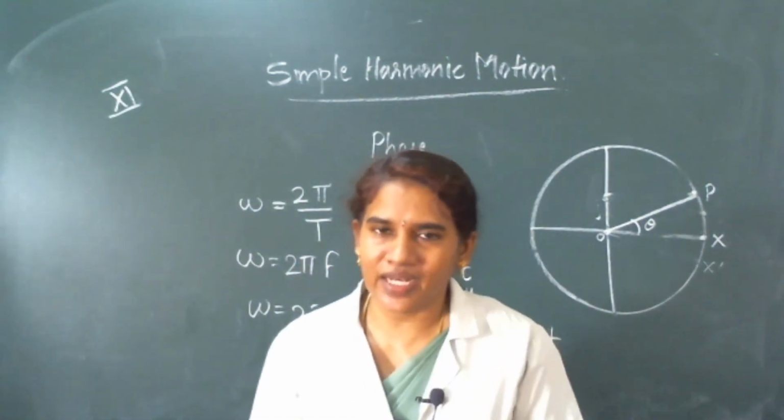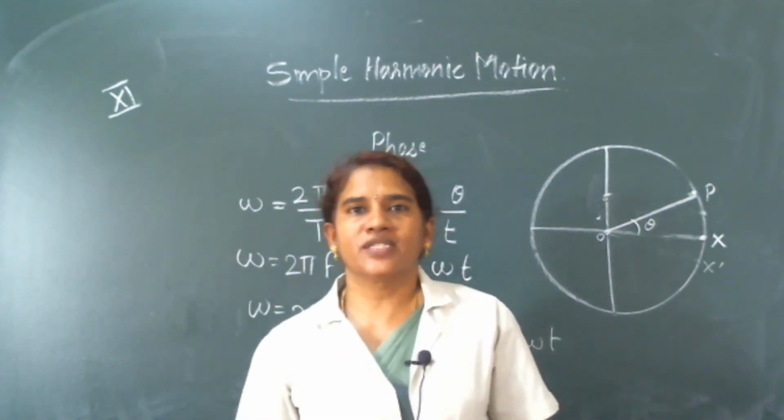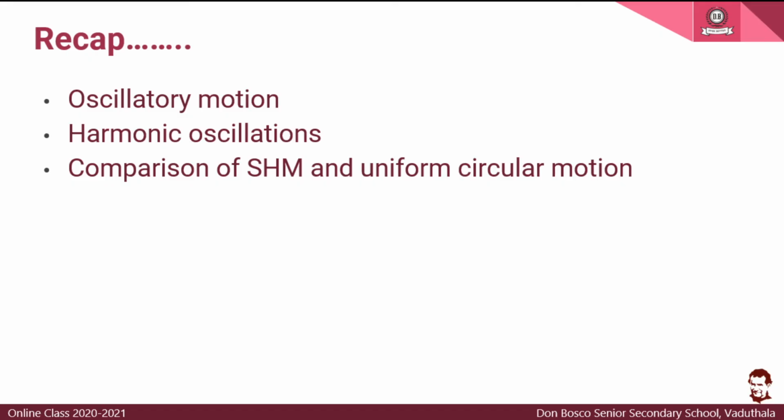So we are going to wind up today's class. What all things have we studied today? We have seen oscillatory motion. When it is represented in a harmonic function, it is called harmonic oscillation. Using simple harmonic functions, it is called SHM, and we have compared SHM and uniform circular motion. Also angular velocity and various formulas, and specifically phase. So we have to study all these things.